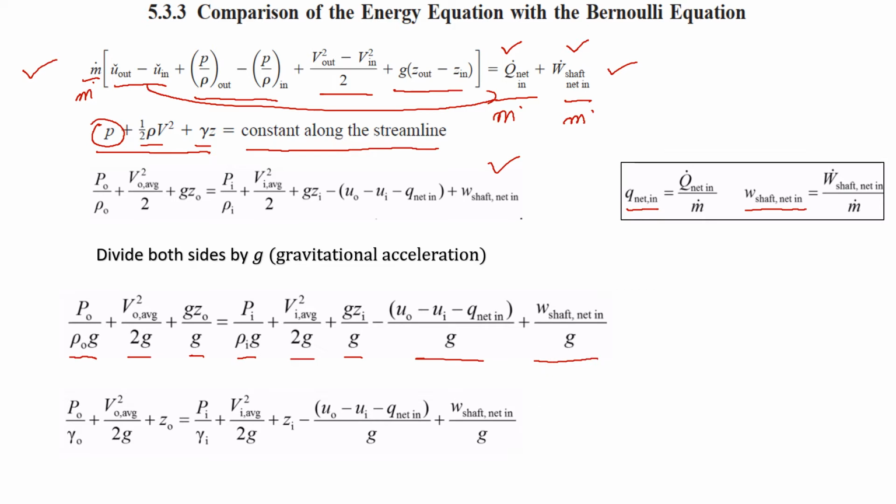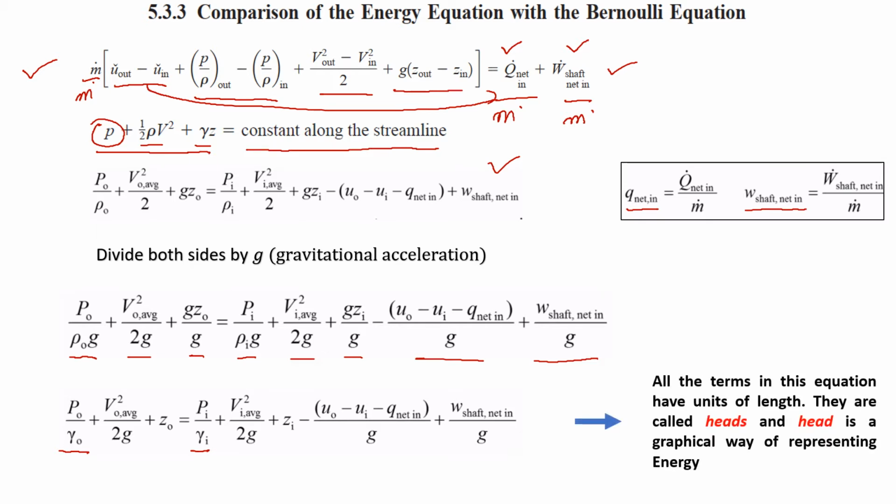Rho g is equal to gamma. You remember that this is the specific weight. This is again at the inlet, that was at the outlet. So these are the terms we are going to get after dividing this equation by gravitational acceleration. So what are these? All these terms in this equation have units of length.